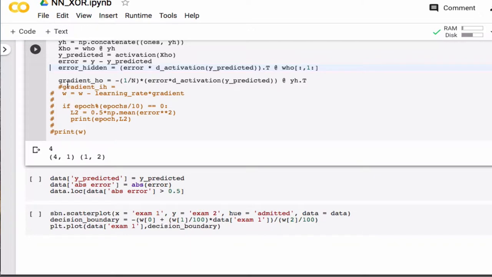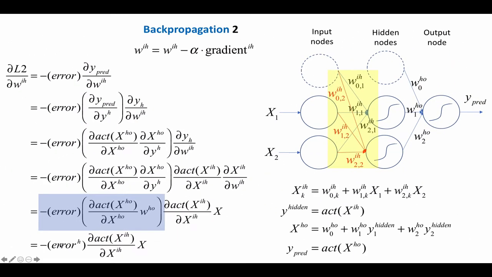So now we can calculate the gradient. So that is minus 1 over n. Let's just remind ourselves in the equation. I have the hidden error here, and now I want to multiply that by the derivative of the activation function times my input x.